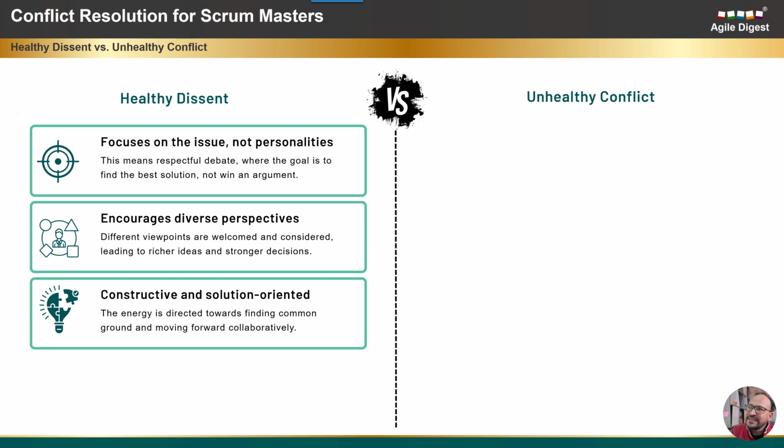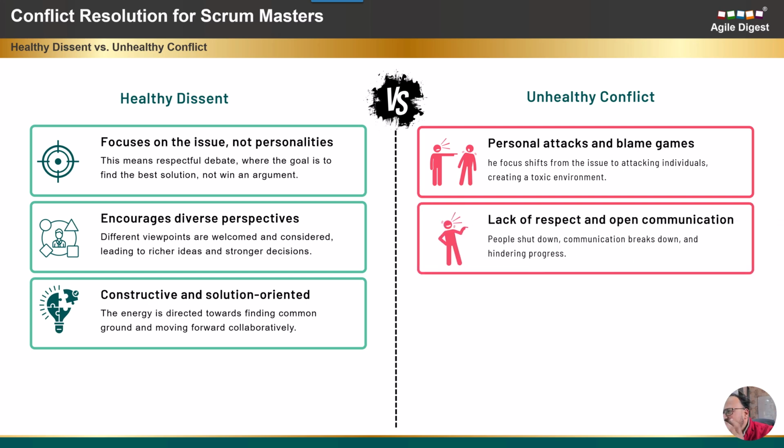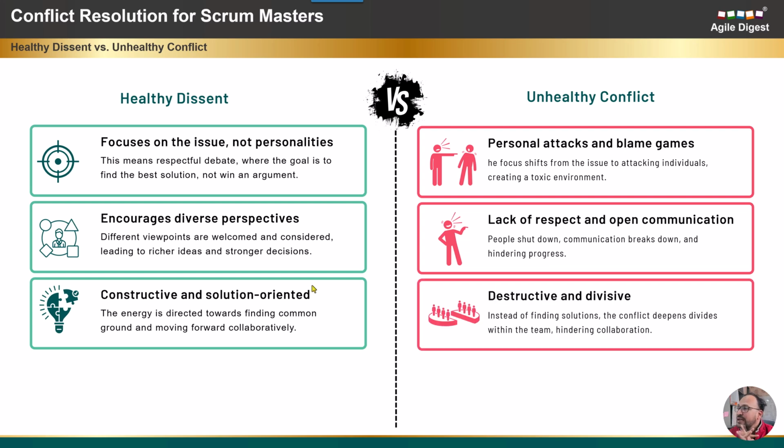If you are going into a conflicting situation, you can find the positive parts of healthy conflict. But conflict can become unhealthy because there is a possibility of personal attacks and blame games. The focus shifts from the issue to attacking individuals and creating a toxic environment. Many times you see a lack of respect and open communication, so people will shut down, communication breaks down and progress is hindered. Sometimes it will be destructive and divisive. Instead of finding a solution, the conflict divides the team, hindering collaboration.